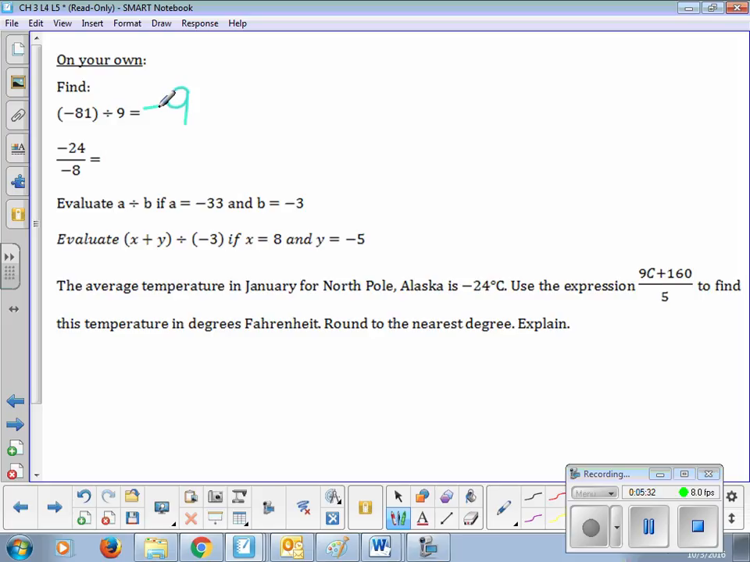For our second example, we have negative 24 over negative 3. What does this fraction bar mean? Divide. So it's negative 24 divided by negative 3. We have the same sign, so we know our answer is going to be positive. What is 24 divided by 3? That's going to give us 8.